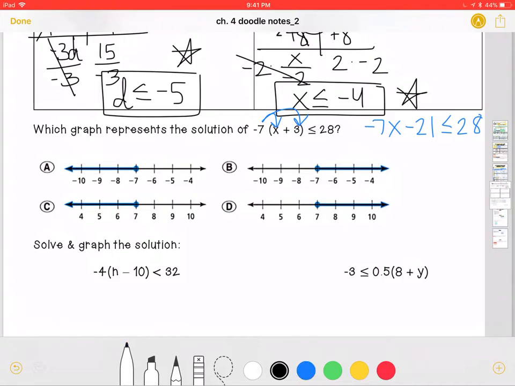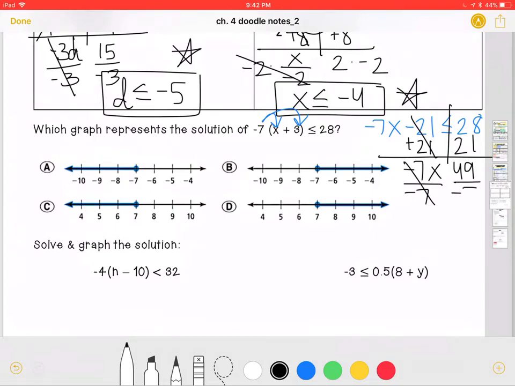Now let's solve this. First thing I'm going to do is add 21. Remember, get rid of your addition or subtraction first. 28 plus 21 gives me 49. -7x. Still need to get x by itself by dividing by a -7.